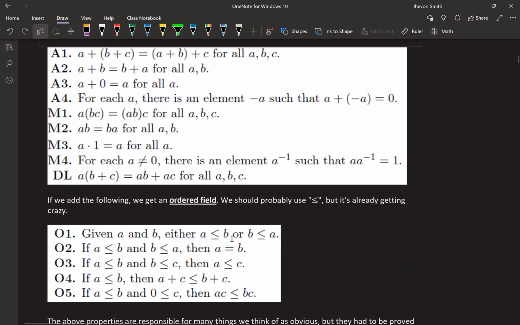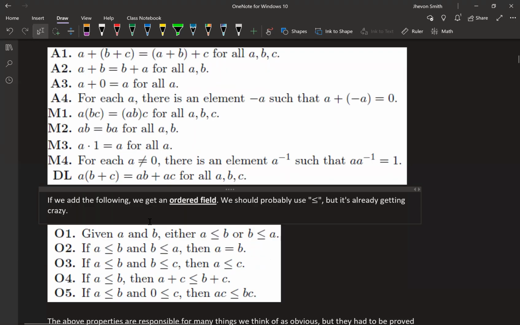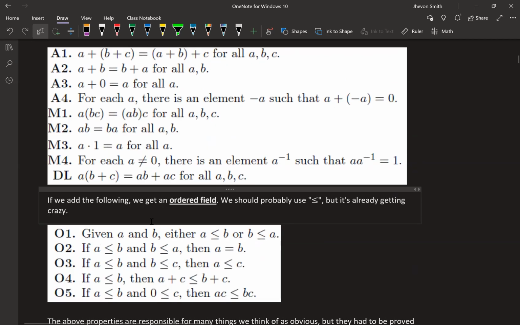Moreover, if I have some operation, and I really should have put the less than or equal to in quotes here, if I have some operation for which these hold, I say that I have an ordered field, right? So these are the above properties of something that's called a field. Now, some of you might know what a field is. The real numbers, for example, form a field. So the set of all real numbers with usual addition and multiplication form what is called a field. They obey all these properties.